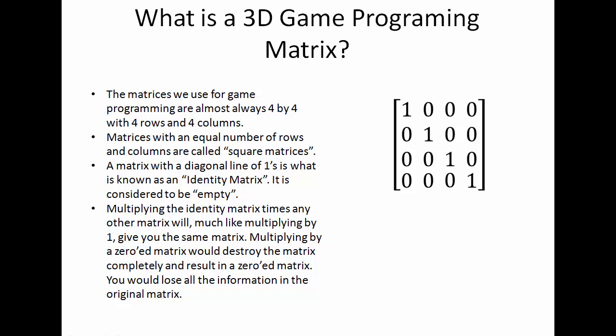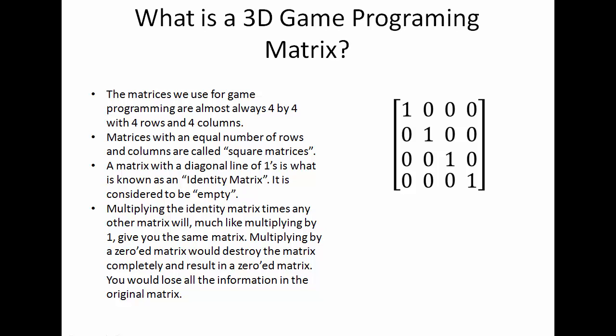What is a 3D game programming matrix? The matrices we use for game programming are almost always 4x4 with 4 rows and 4 columns. Matrices with an equal number of rows and columns are called square matrices. A matrix with a diagonal line of ones is what is known as an identity matrix. It is considered to be empty. So on the right hand side, we have an example of a 4 by 4 identity matrix with 4 rows and 4 columns. And you'll notice the diagonal line of ones going from the left to the right. This is considered an empty matrix.